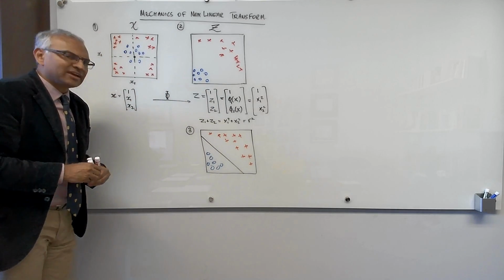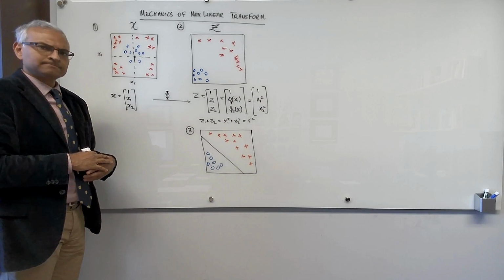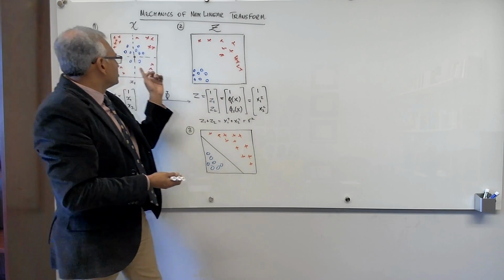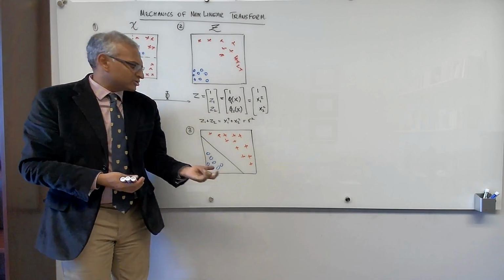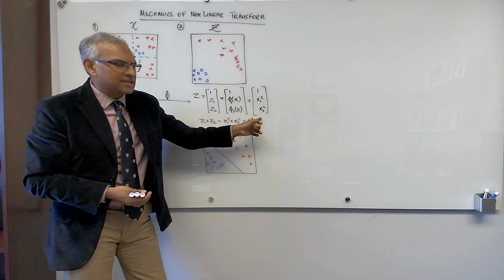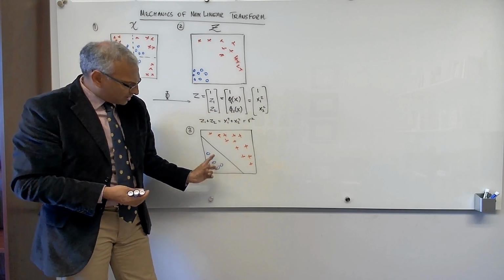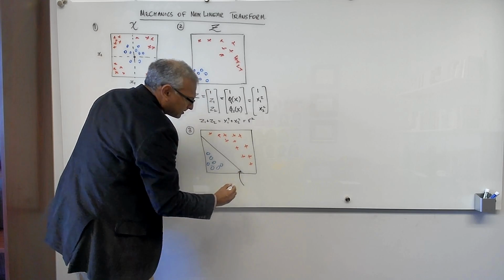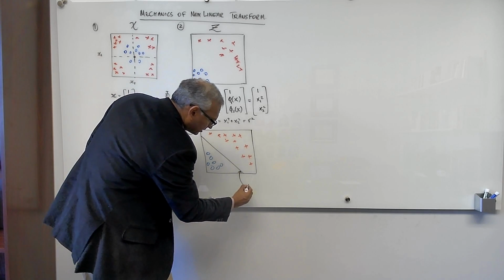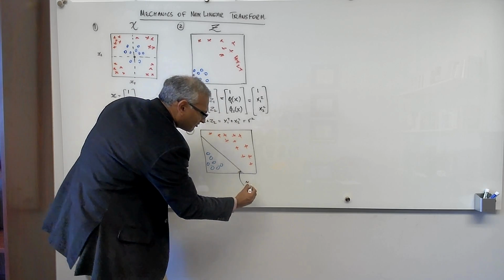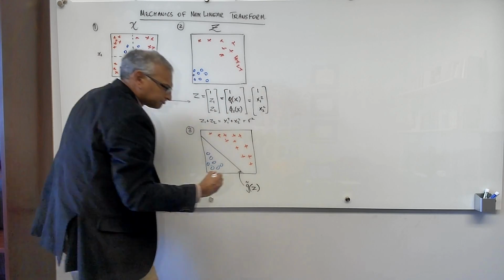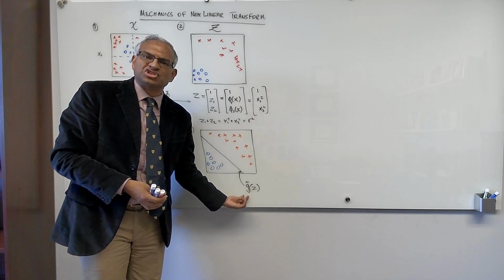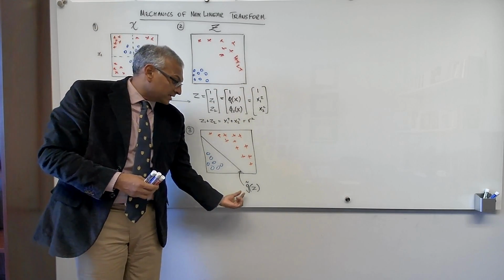How do I find this line? Well, I use whatever algorithm I was going to plan on using in the original space, but I just use it in my Z space. So I could use the PLA with Z data points to find this separating line. Let me call this g tilde of z. The tilde is just to indicate that it's something else. It's not g, the final hypothesis, and it depends on z.